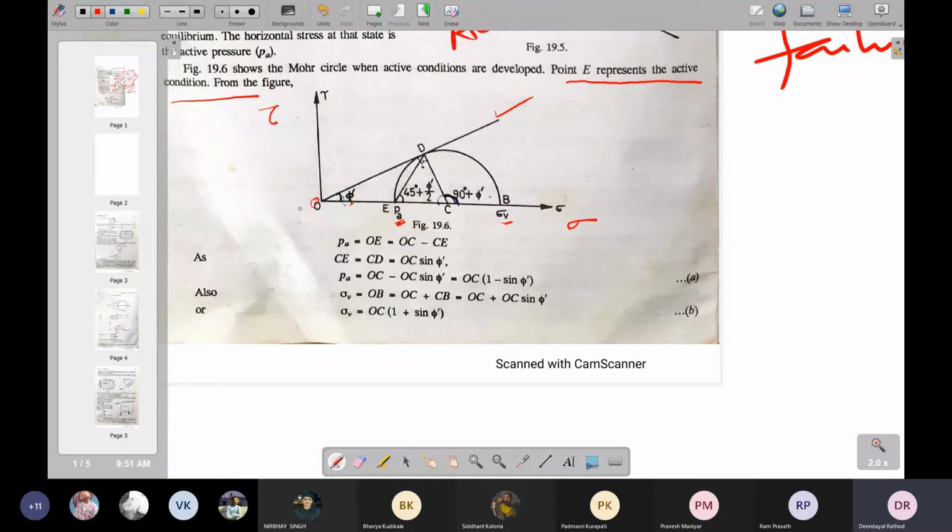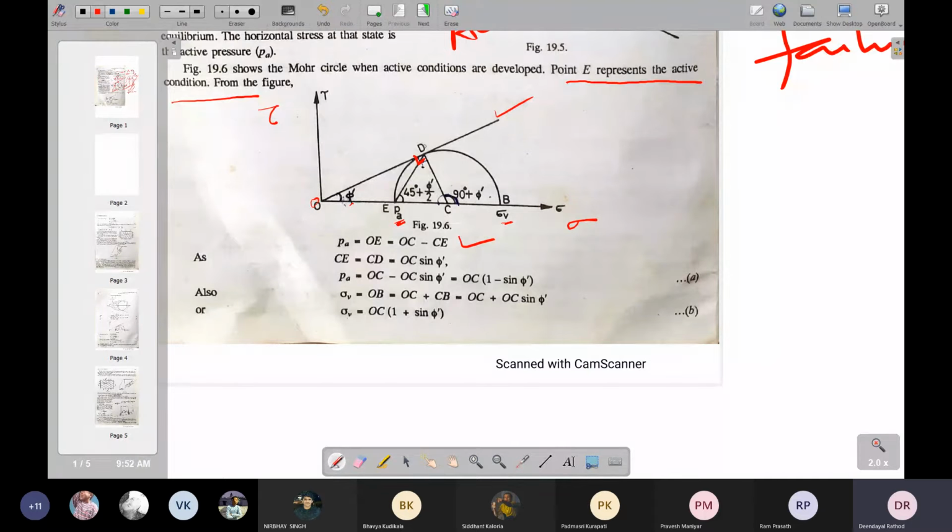It can be written as OC minus CE. Just observe: CE is nothing but CD. When you draw the radius at 90 degrees in the half circle, CD is nothing but OC sin phi. And PA can be written as OC minus OC sin phi, which is OC times (1 minus sin phi), taking out OC.